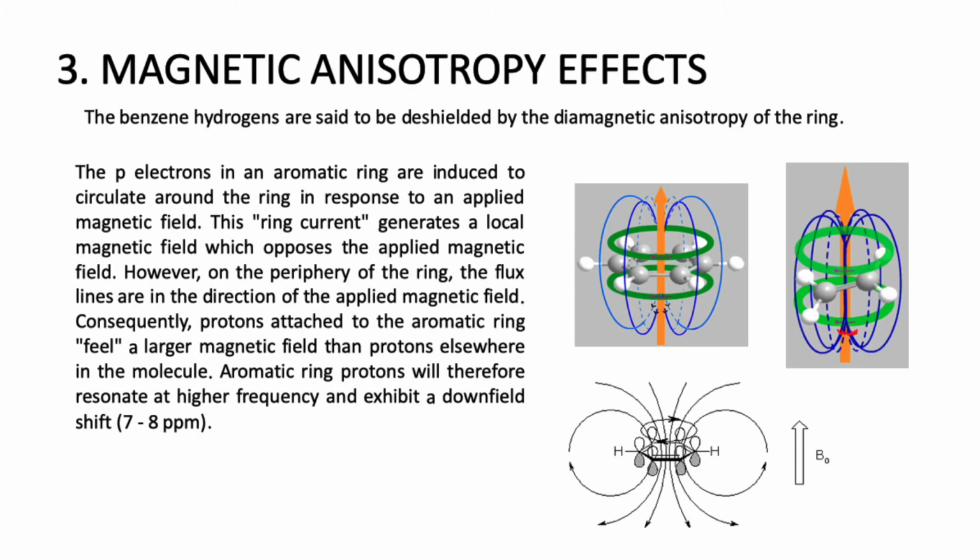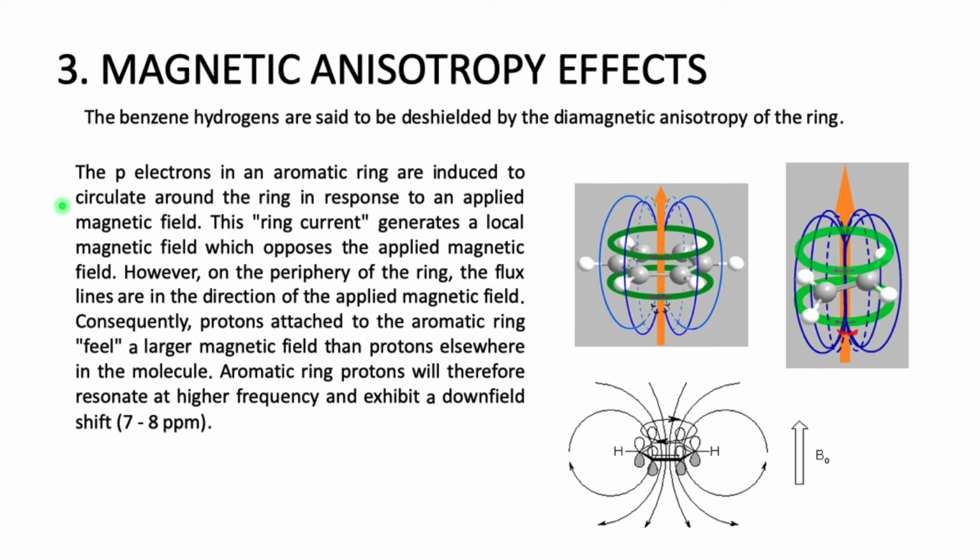So in this particular video, I would like to discuss magnetic anisotropy and its effects, and how it affects the chemical shift values. Coming to benzene, which has sp2 hydrogens, the benzene hydrogens are said to be deshielded by the diamagnetic anisotropy of the ring. So what is diamagnetic anisotropy? Diamagnetic anisotropy is the induced, or localized, magnetic field generated because of the circulating electrons, and this field opposes the external magnetic field. This whole process is called diamagnetic anisotropy.